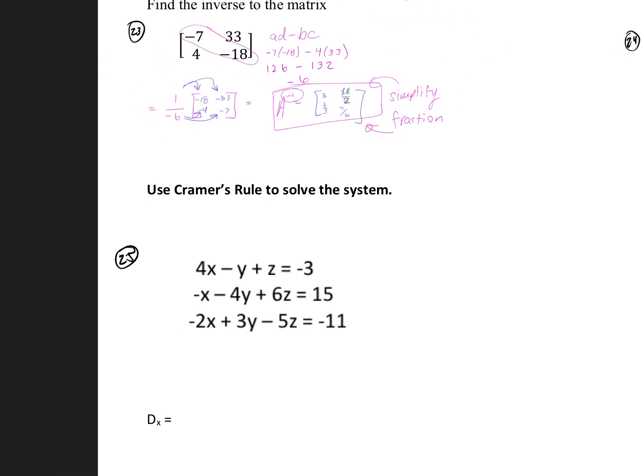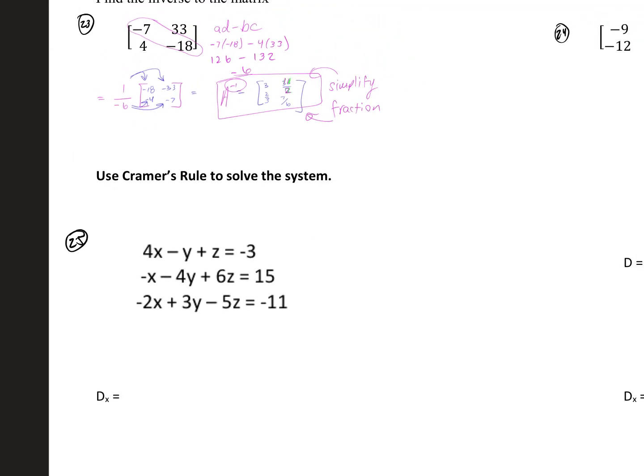Now, for a Cramer's rule problem, I'm not going to work out the entire thing. I already have these all posted for you to work out. What do you do to use Cramer's rule? You're going to find the determinant of what first? Of the coefficients, right? So your first determinant would be 4, -1, 1. Then -1, -4, 6. -2, 3, -5.